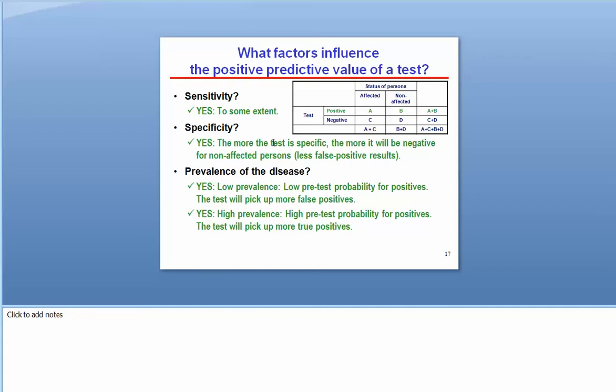Now, this says, okay, what are the factors which influence the positive predictive value? Of course, sensitivity, because we in fact saw the connection between sensitivity and then also the specificity. The more specific the test is, the more it will be negative for non-affected persons. And then also the prevalence plays a role, because see in here, look, you are choosing the people who have the disease, so prevalence plays a role.